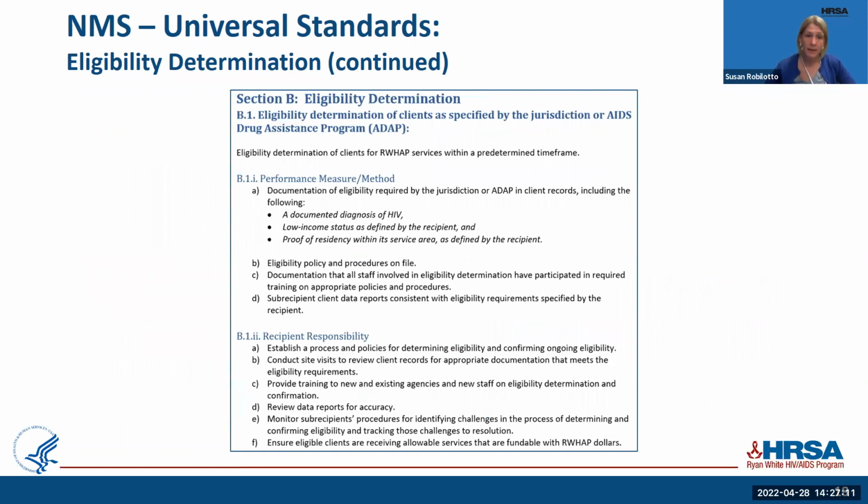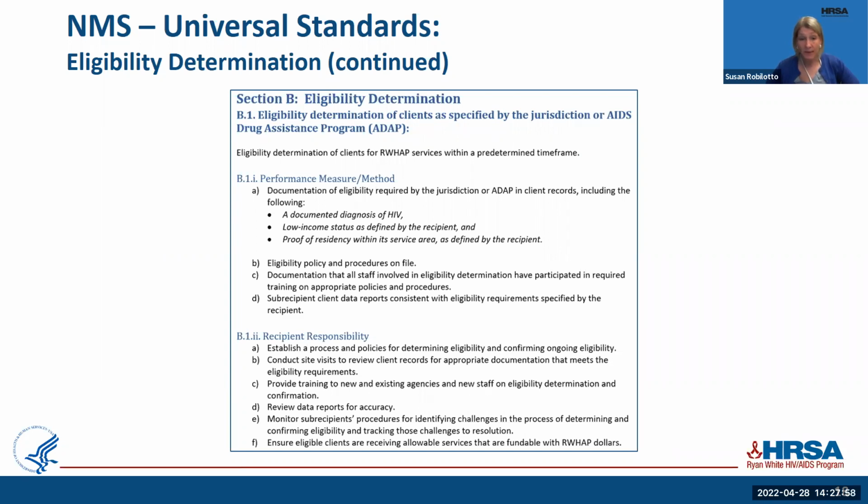So remember, as we keep underscoring, the policy clarification notices are RWHAP program-specific policies, and the information found in the National Monitoring Standards is a technical assistance resource. So the National Monitoring Standards, as shown on this slide, provide guidance to recipients and subrecipients on how to ensure that their policies and procedures align with Policy Clarification Notice 2102. As you see, the National Monitoring Standards have been updated to eliminate the 6-month recertification requirement and clearly provide information on the ways recipients can ensure they and their subrecipients meet the requirement through adapting the provided performance measures and methods, the recipient responsibilities, and the subrecipient responsibilities.